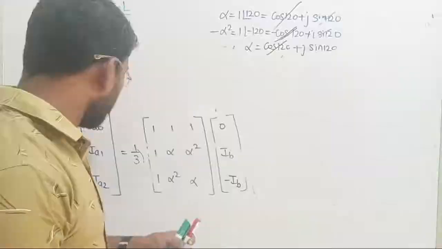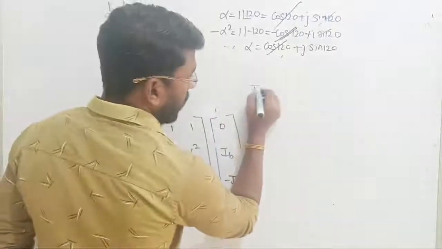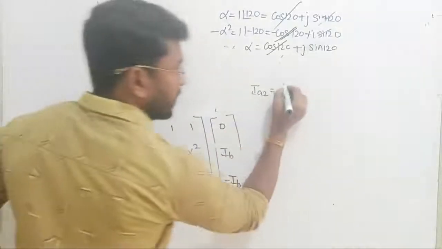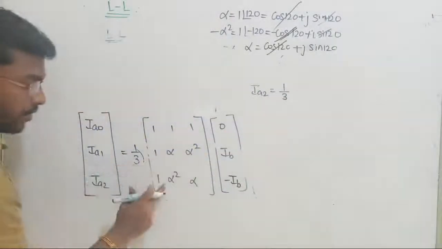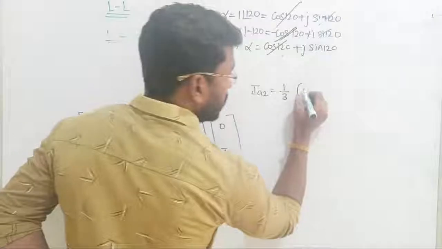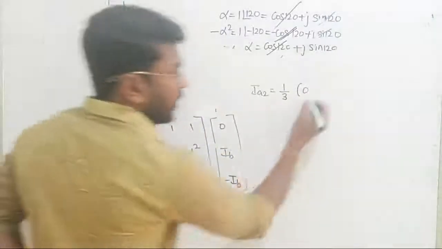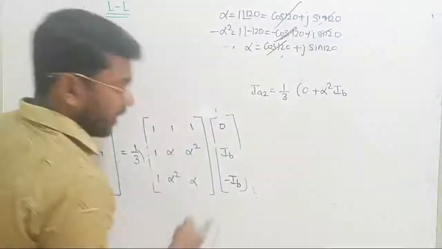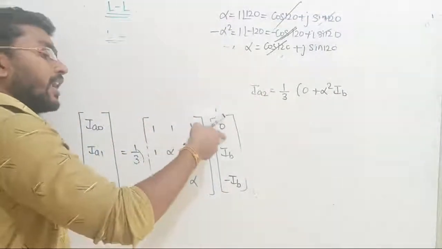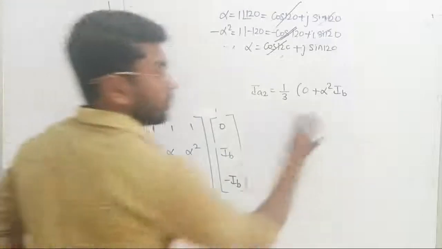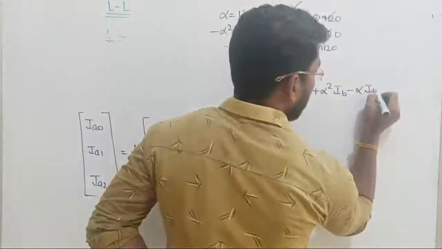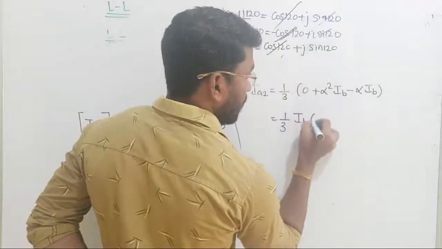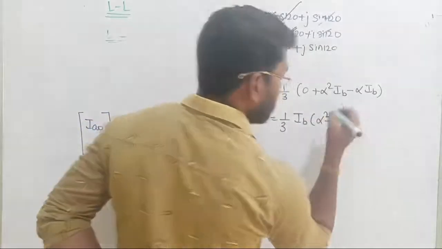If I am trying to estimate the value of the negative sequence current IA2, it is going to be, once again, 1 by 3 into 1 into 0, which is 0, plus alpha square times IB plus alpha times, see there, alpha square into IB minus IB into alpha. So that is going to be minus alpha into IB. In the next step, it is going to be 1 by 3 times, just taking IB outside, alpha square minus alpha.